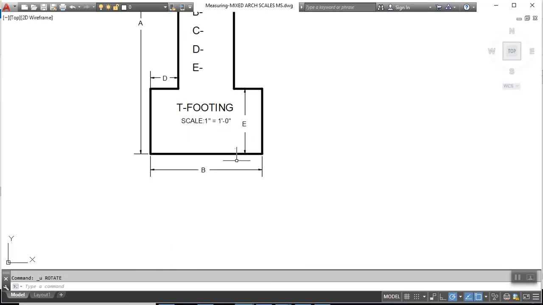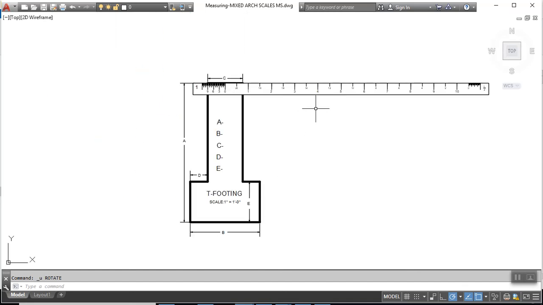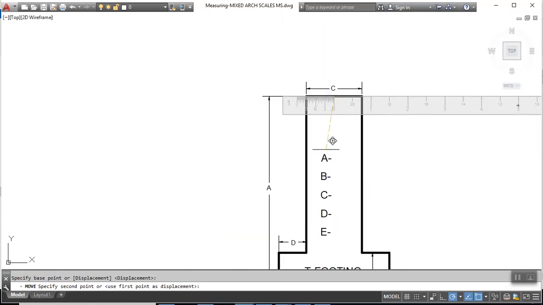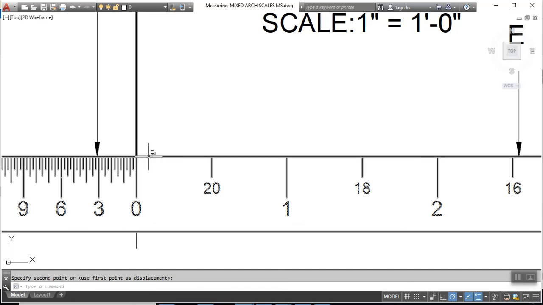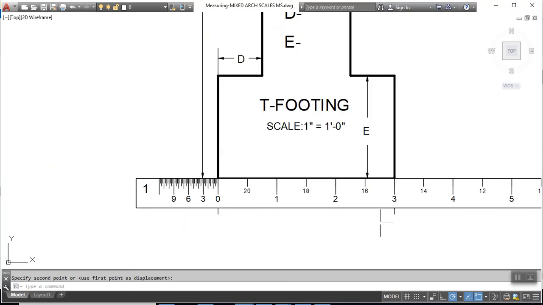How about the B measurement? The B measurement wants to know how wide the footing part is. So we'll grab our scale and we will slide it down the bottom, same idea. And we'll start at the corner there and we'll measure across. So how wide is this footing? 1, 2, 3, 3 feet wide.